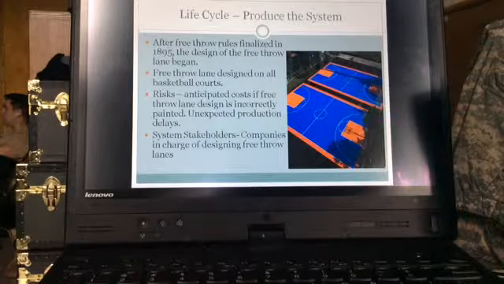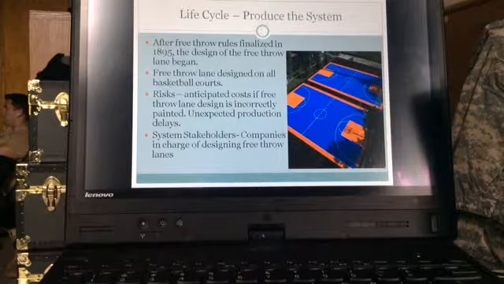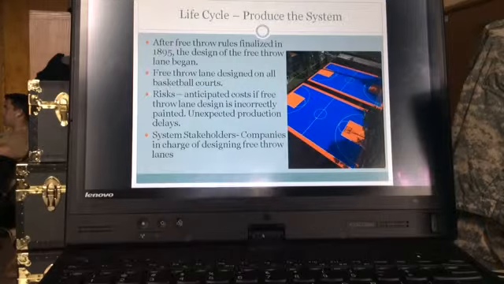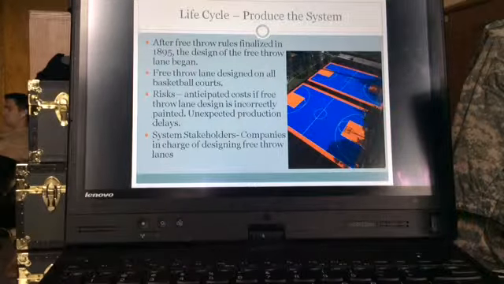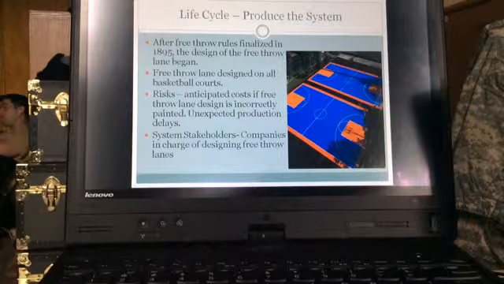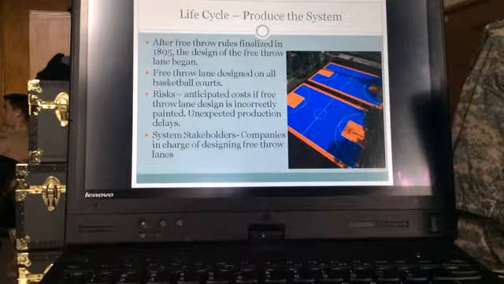After free throw rules were finalized in 1895, Dr. James Naismith ordered the design of the free throw line to begin across America. The free throw lane, as I stated earlier, was a 12 by 15 foot rectangle, and began to be designed on all the basketball courts. Possible risks with this step are anticipated costs if the free throw line design is incorrectly painted, which could lead to unexpected production delays.